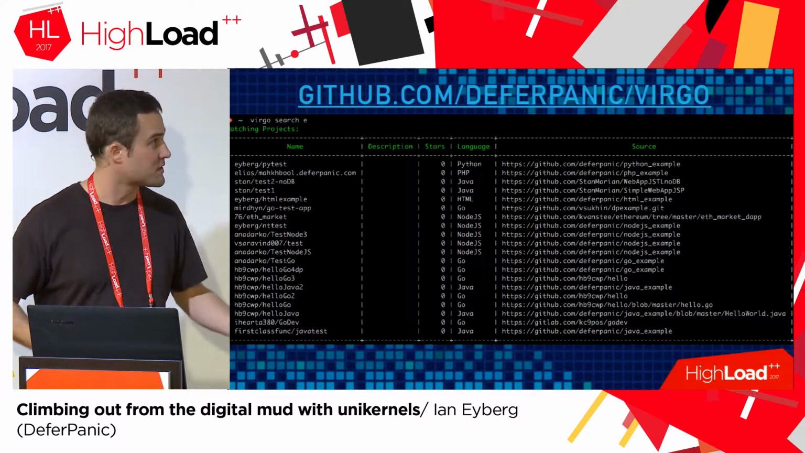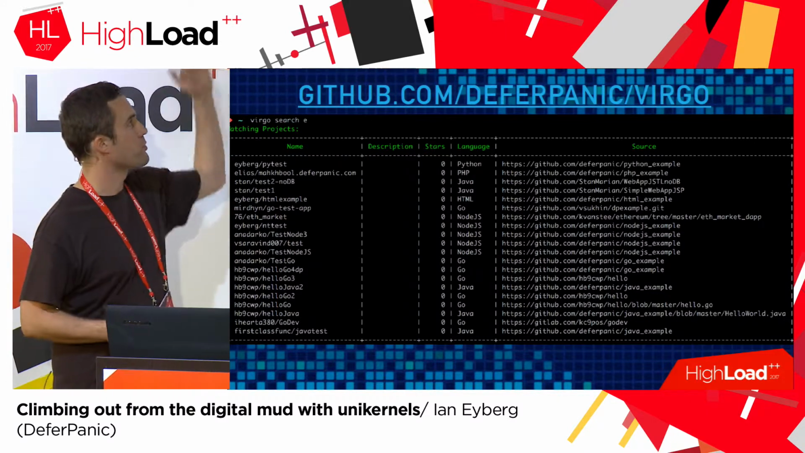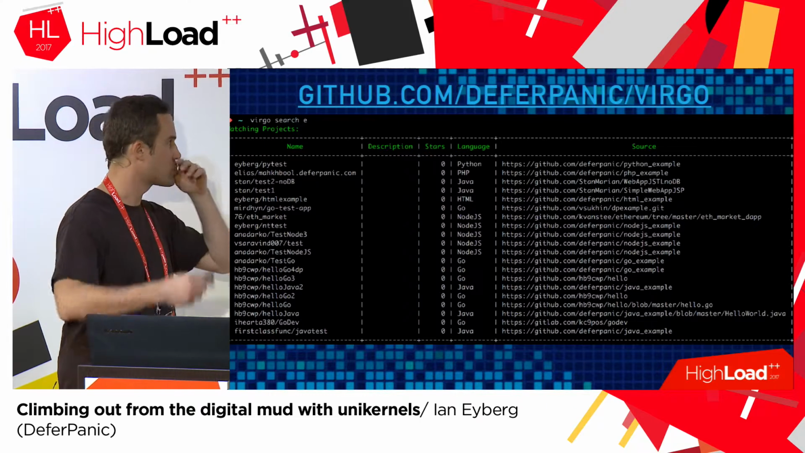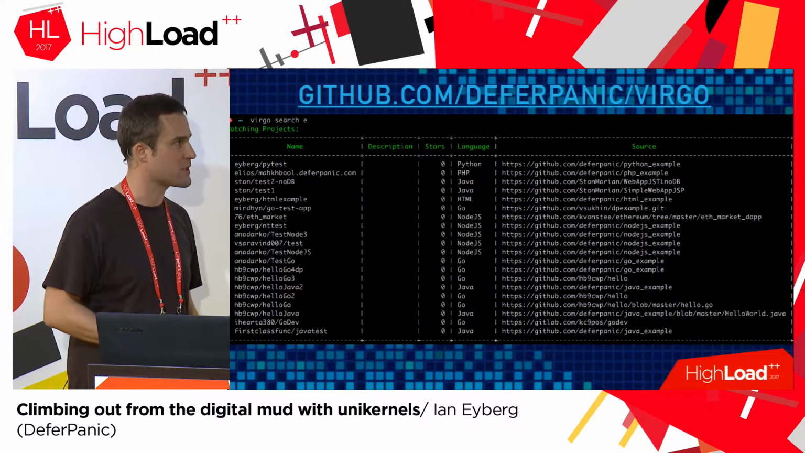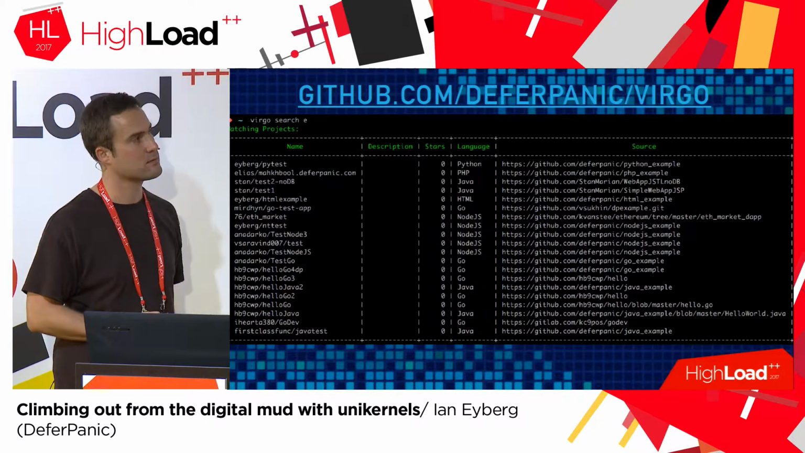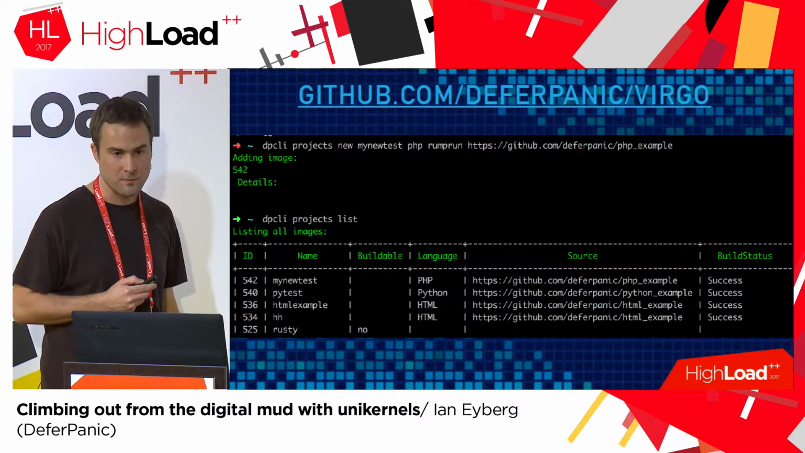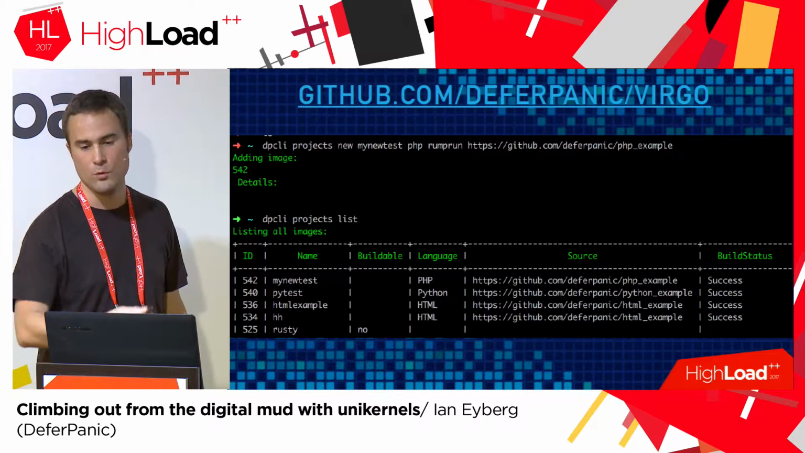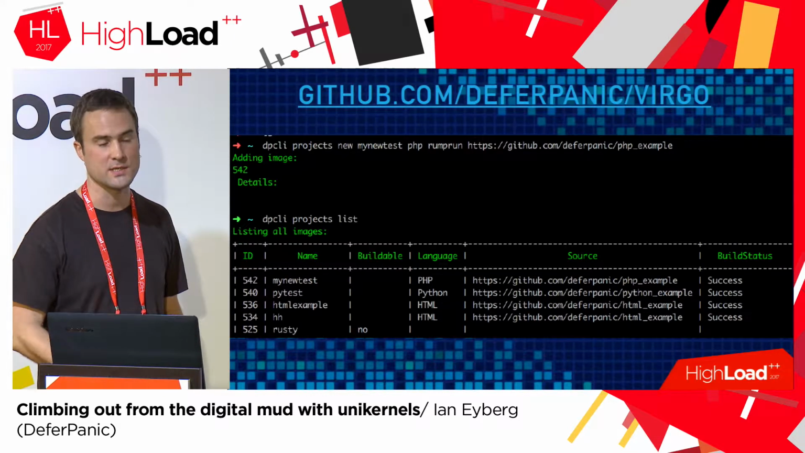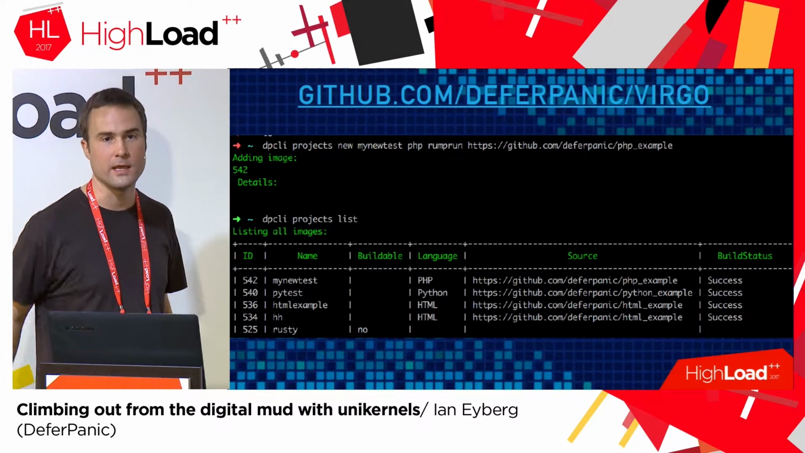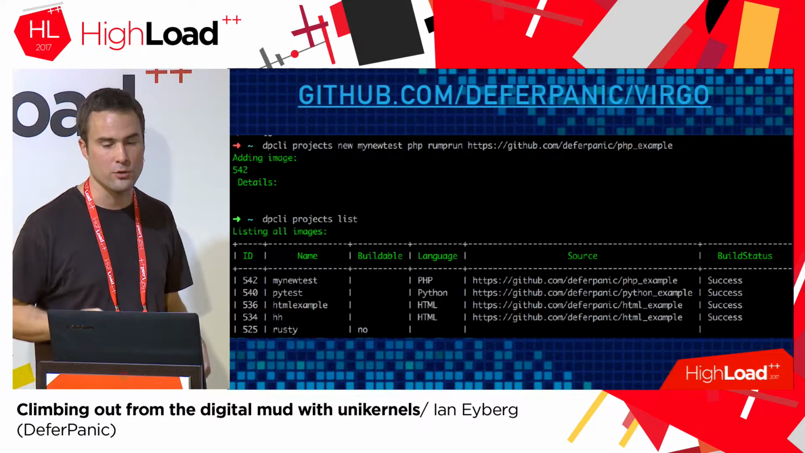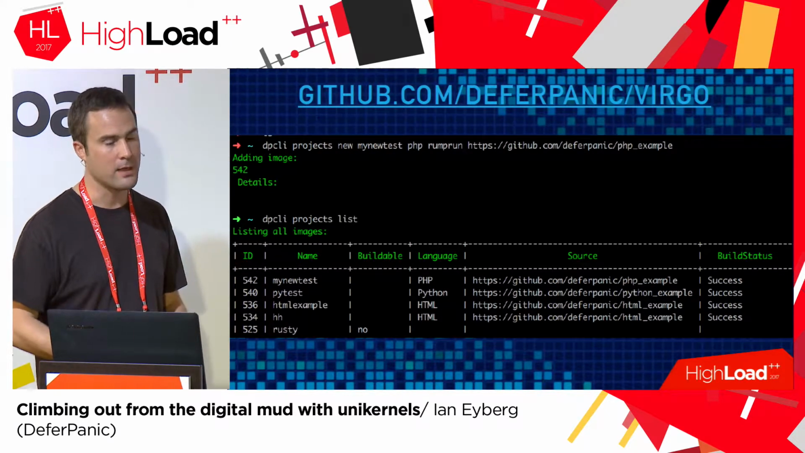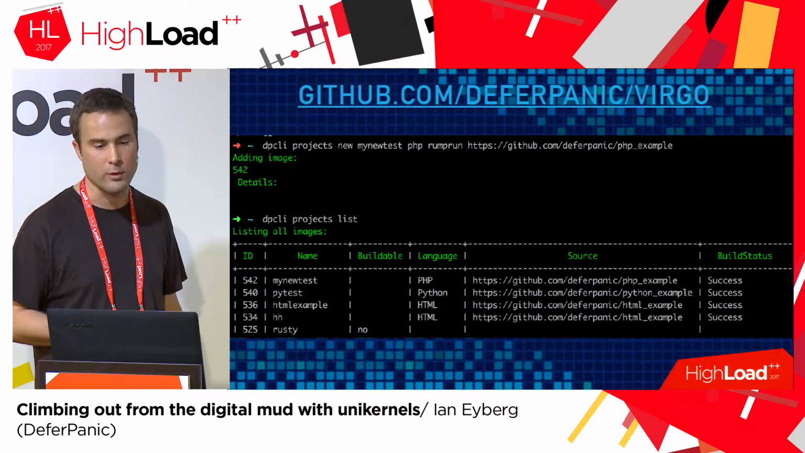So if you wanted to search, you could say Virgo search, whatever string, and you can pull up a list of your projects, different languages, and different repositories. You could start a new project. In this example, we start a new PHP project. You just point at a GitHub repository, and it starts creating a unikernel on demand. Then you can download that and play with it.